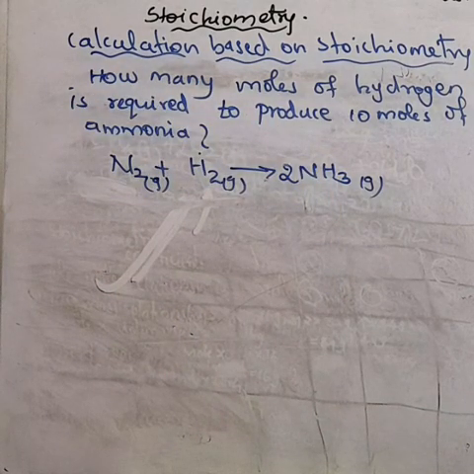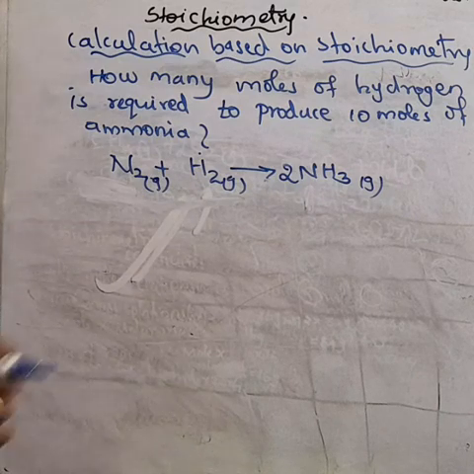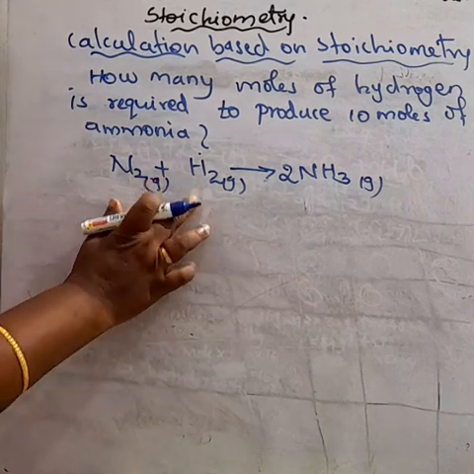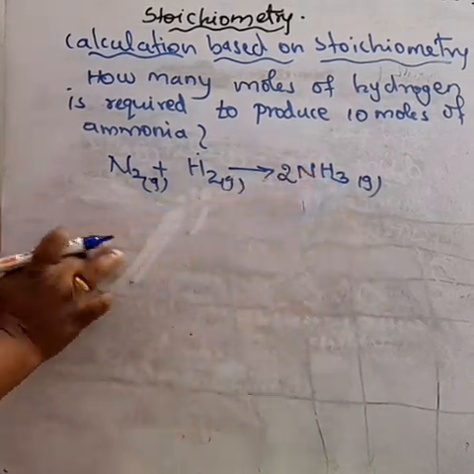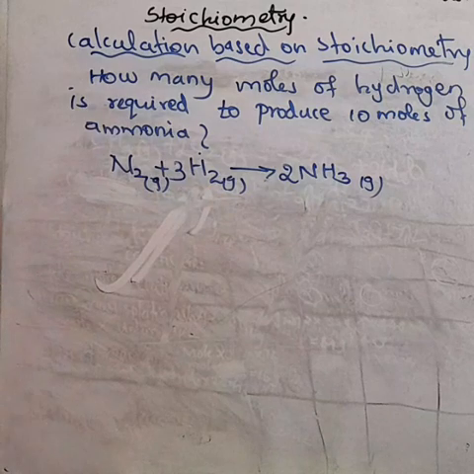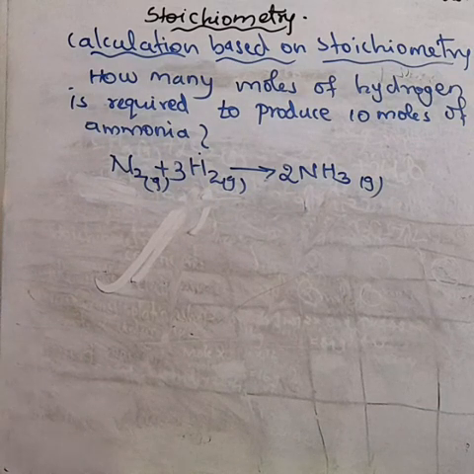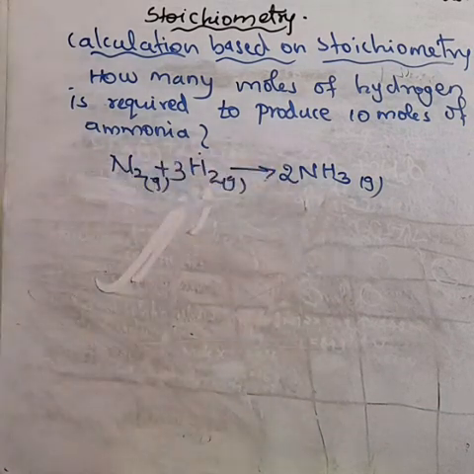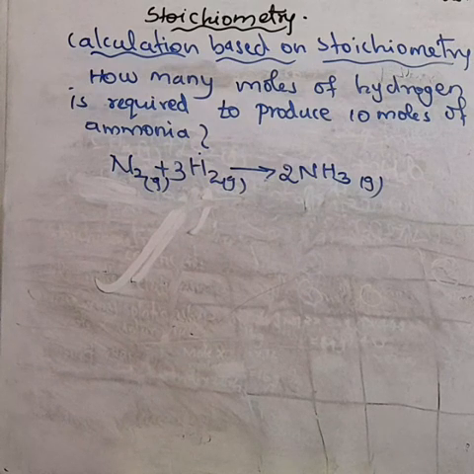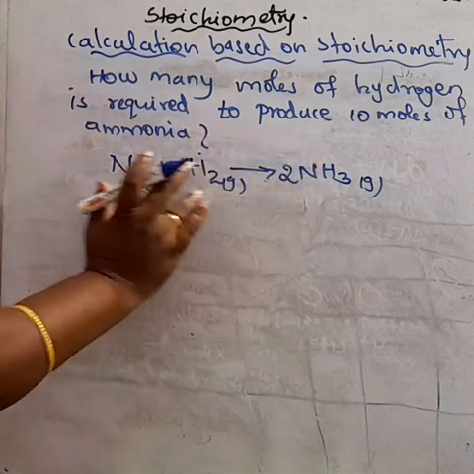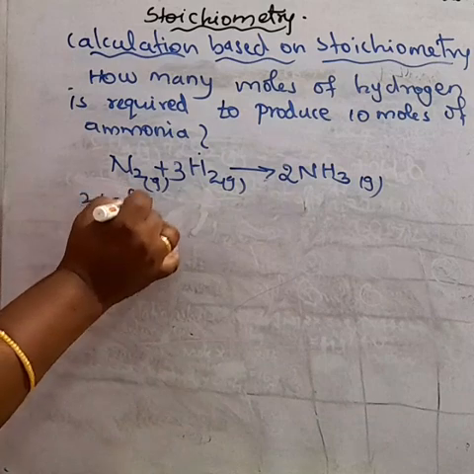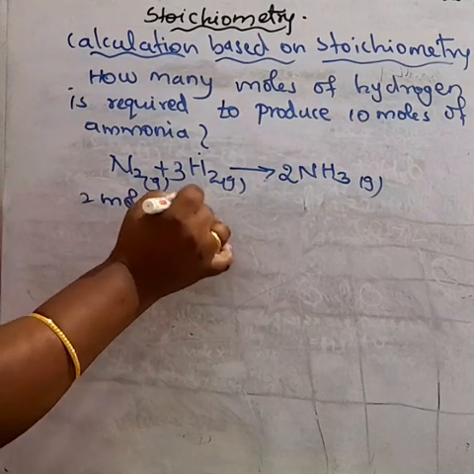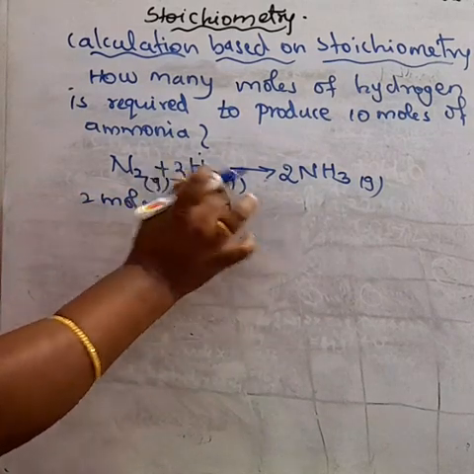Nitrogen is balanced now. But hydrogen: the reactant side has only 2 hydrogen atoms, but the product side, 2 threes are 6 hydrogen atoms. So we have to make it 3 here. So 3 twos are 6 hydrogen atoms. As per the stoichiometric equation, to produce 2 moles of ammonia, 3 moles of hydrogen are required.